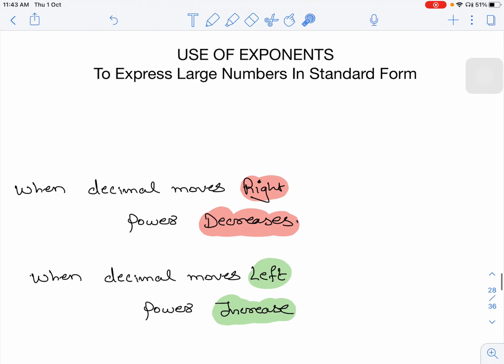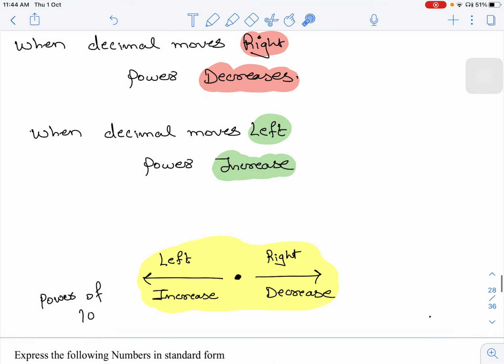Now before learning it, just look at some rule. In this part we are going to deal with decimal numbers. We are going to change the position of the decimal. So what happens to the other number, that is the power of 10, when we are changing the position of the decimal? One rule is there: when the decimal moves to the right, the power of 10 decreases, and when the decimal moves to the left, the power of 10 increases. In a very simple manner I have written it here.